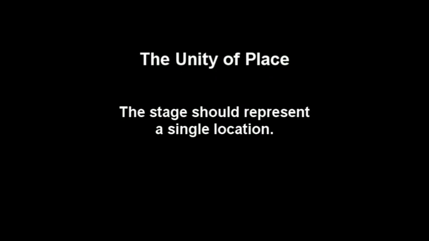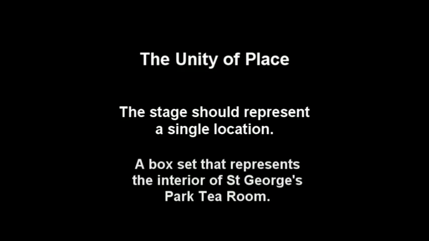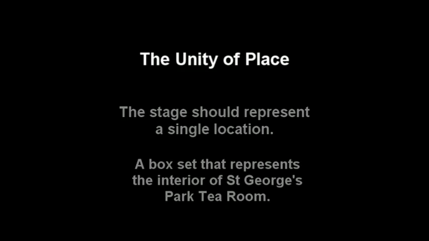The unity of place suggests that the stage should represent a single location during the action of that play. We see this with Master Harold and the Boys. The stage represents the interior of St. George's Park Tea Room throughout the action of the play. Conversely, when we consider how the stage is treated in Romeo and Juliet, we see that it represents many locations during the action of the play.